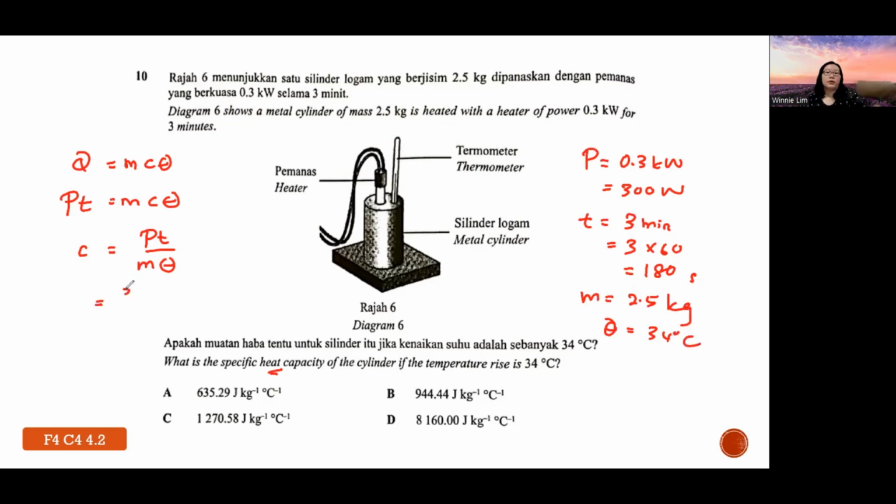Then you sub 300 times the time 180, divided by the mass 2.5 and the change in temperature 34. Again, make sure whatever you divide below, you have to put brackets. So after you press the calculator, you will get the answer as 365.29 joule per kilogram per degree Celsius.